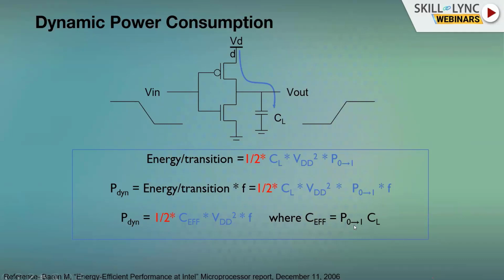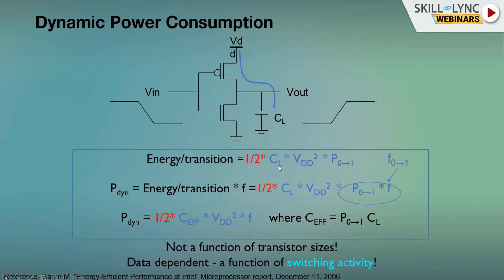So C_effective is computed as your probability of transition from 0 to 1, multiplied with your C_load; that will form your effective capacitance. If you see, this dynamic power is mainly because of the switching activity, and it is not a function of your transistor size. The transistor size can be measured in two ways: one is the width of a transistor and the other is the length of the transistor. Those do not play a role in the dynamic power computation. It is mainly dependent on your data input.